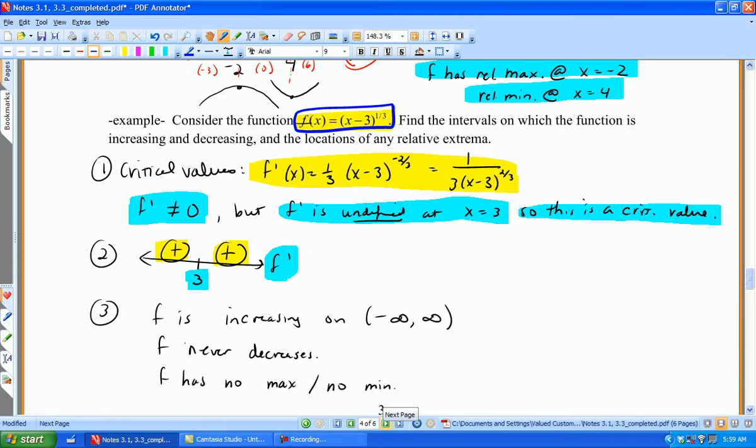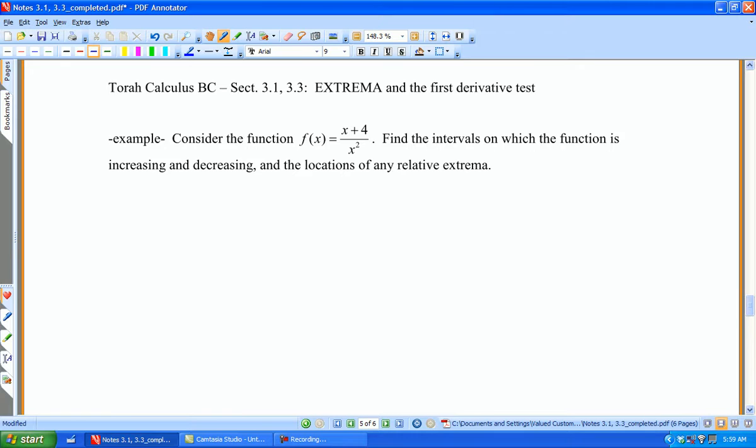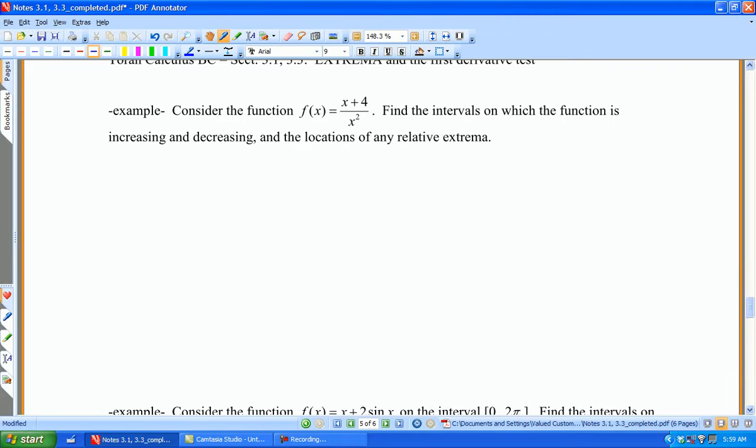Okay, so what I want you to do is go ahead and do these next two problems. We do the exact same thing with them, only we have a rational function and then a trig function. Let me give you a quick hint on this next one right here. If you split this function up first, write it as x over x squared plus 4 over x squared, or in other words, write it as 1 over x plus 4 over x squared, then your work will be easier in terms of taking the derivative.